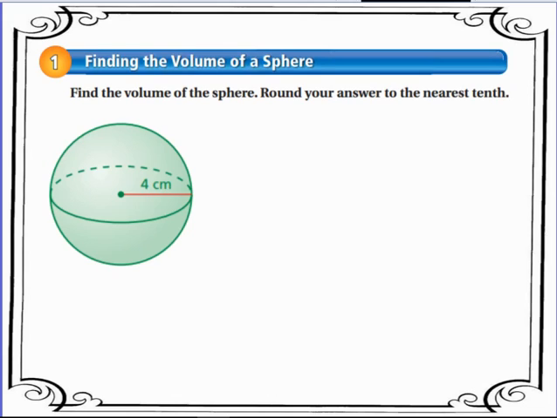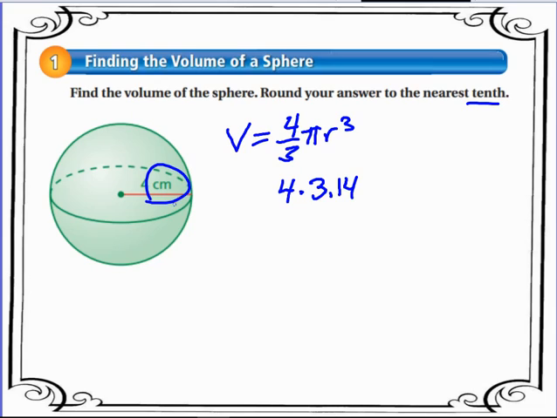So here's our first one. Round to the nearest tenth, it says. So volume equals 4/3 pi r cubed. So we're going to put 4 times 3.14, and the radius is 4. Oops, I kind of ran over that, didn't I? Radius is 4, so we're going to multiply this by 4 cubed. Then we're going to divide the whole thing by 3.